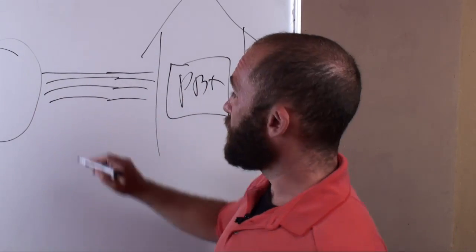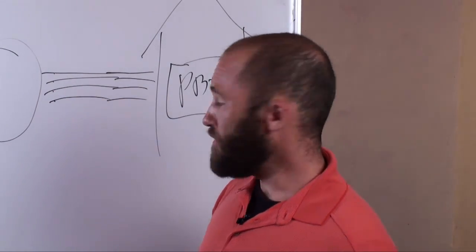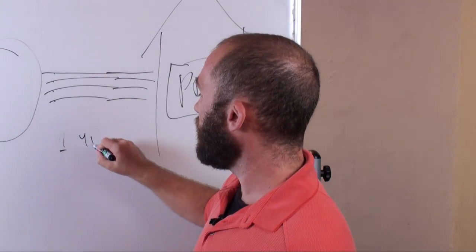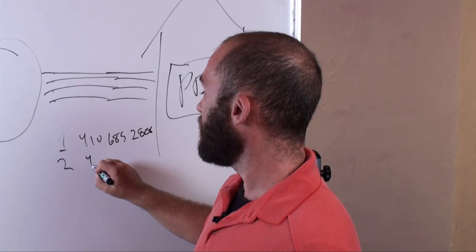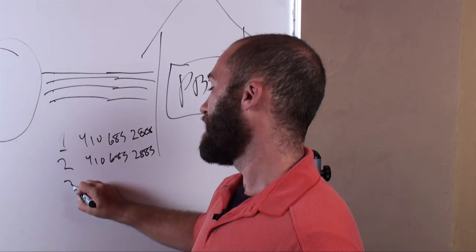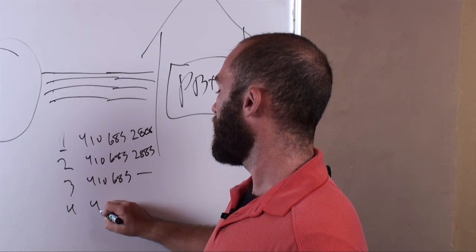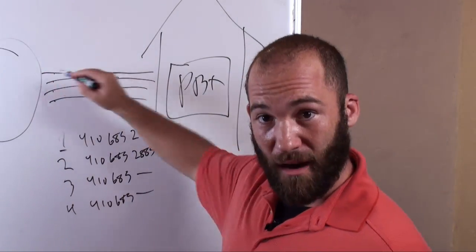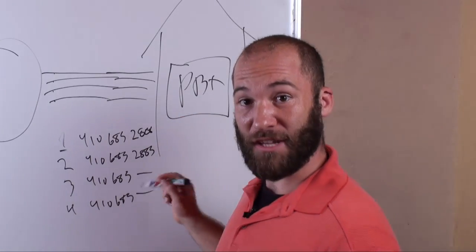As we talked about before, each and every one of these lines has a phone number. So line 1, if we're talking about Eli the Computer Guy, was 410-685-2808. Line 2 was 410-685-2885. Line 3, 410, 685, whatever. Line 4, 410, 685, again, whatever. So each one of these trunk lines that came in to the PBX had its own telephone number.